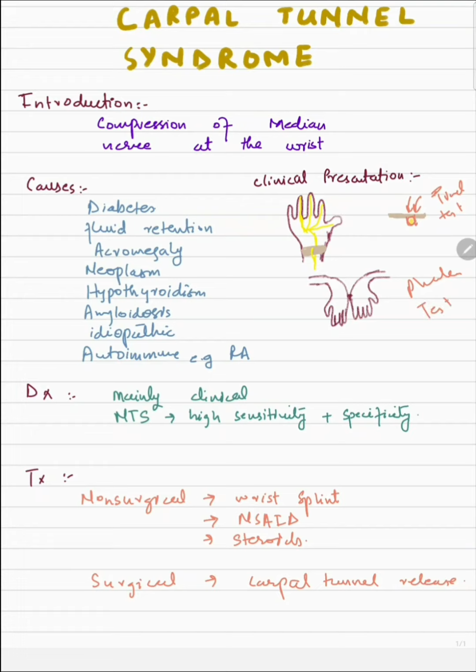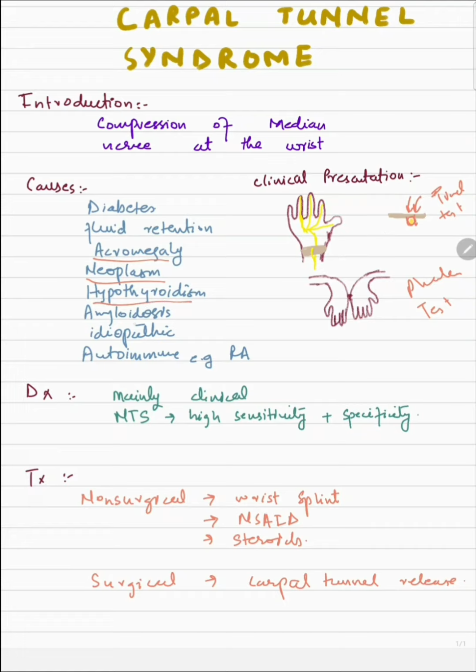So what are the causes of carpal tunnel syndrome? These include obesity-related conditions, and for example diabetes, which is associated with obesity. Fluid retention, for example in pregnancy, can result in carpal tunnel syndrome. Acromegaly can cause it, in which there is excess growth hormone. And neoplasms, any neoplastic disease, for example if there is any metastasis here, it can compress the nerve.